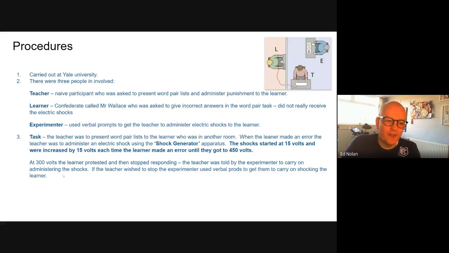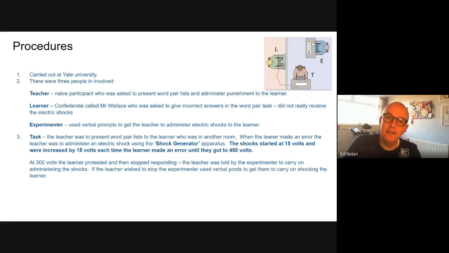There were, at 300 volts, every time the learner got something wrong, they were to administer a shock. They didn't get everything wrong. They got some right. But every time they got something wrong, they were to press the button. If you can imagine, going up those buttons would have taken quite a bit of time. At 300 volts, Mr. Wallace, the learner, just stopped. He didn't say anything more.